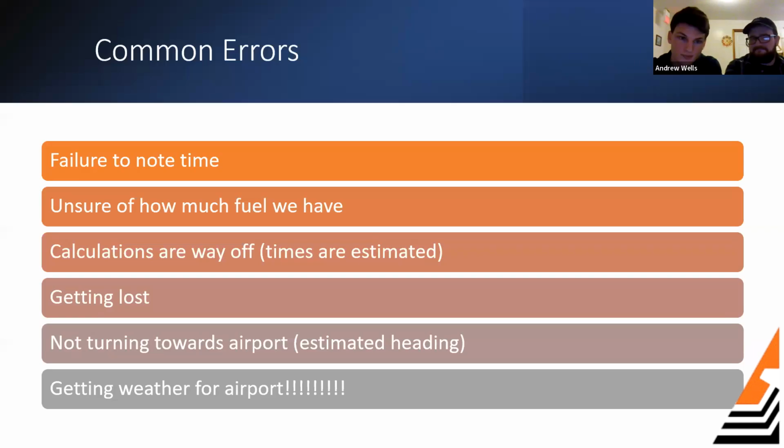Yep. All right, some of the common errors. So, failure to note time, unsure how much fuel we have. Always make sure you know how much fuel you have. You don't want to run out of fuel in the air. So that's why it's a big part of our pre-flight. Calculations are way off, right? These times are estimated. So like Joe was saying, if you say it's 15 minutes and it's actually only 10 minutes, well, that may be a problem.